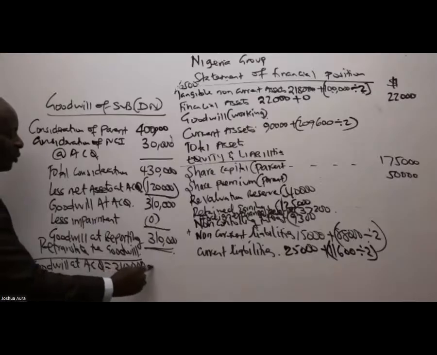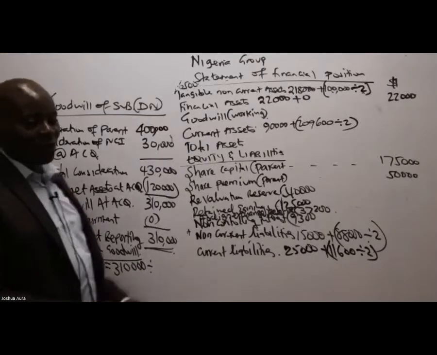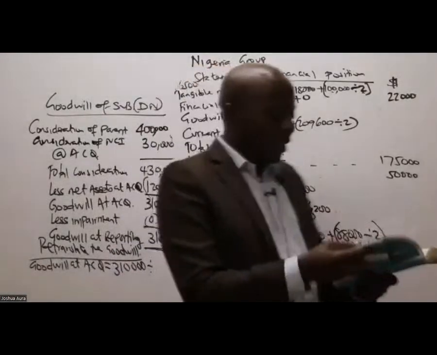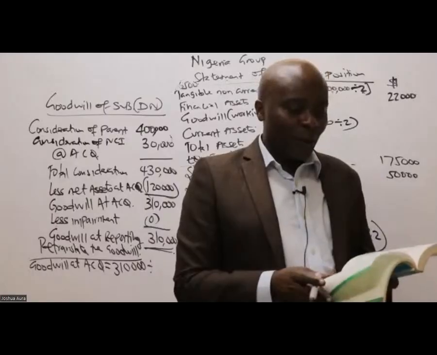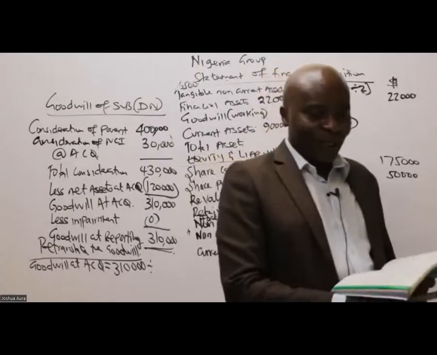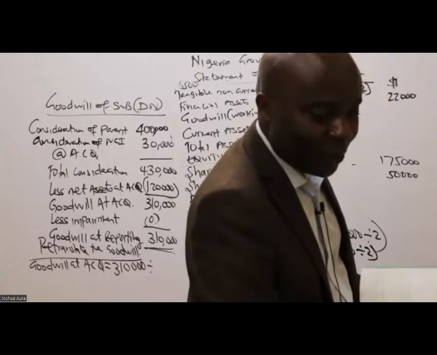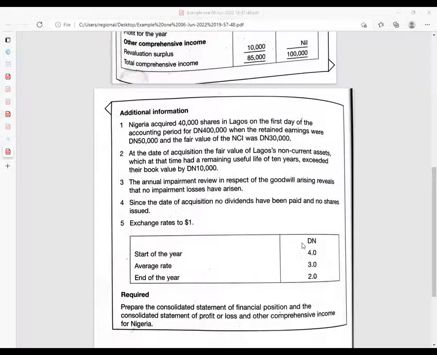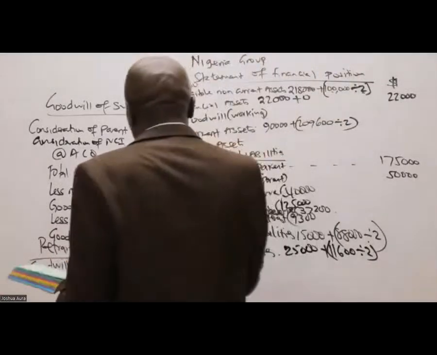At acquisition, I should translate this at what rate? If you remember, I should divide this by what? Yes, the acquisition rate. Most of you have forgotten. When you were acquiring this subsidiary, the rate was 4. So divide this by 4.